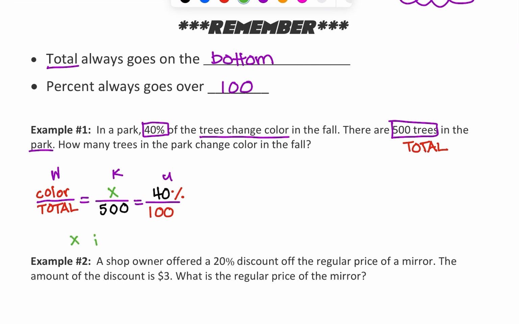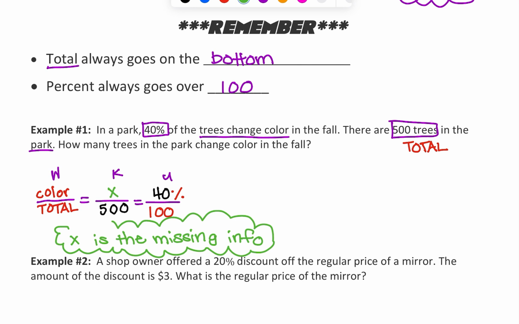X is the missing info. It's the part that we want to know. We are answering that question. So go ahead and write that down. X is our missing piece. You could put a question mark, but in math, we usually are gonna put a letter, so X.